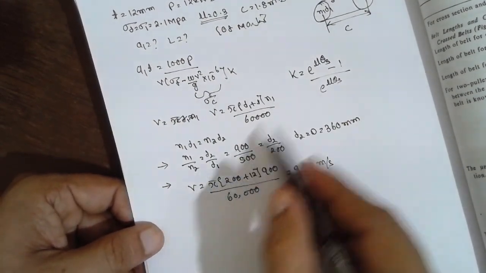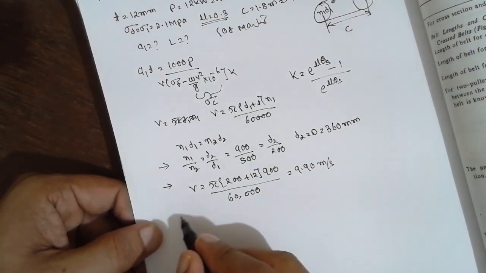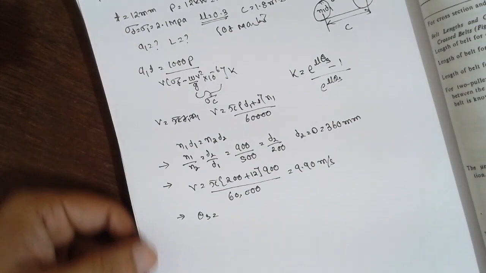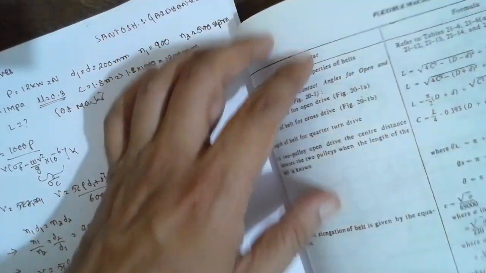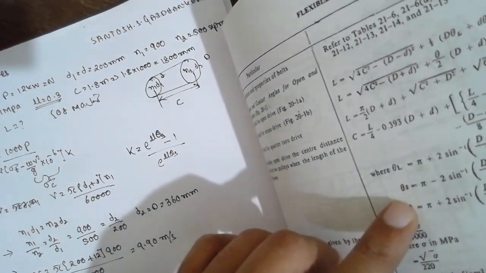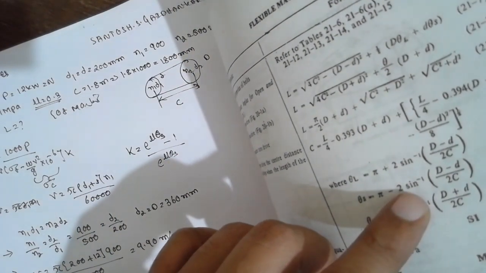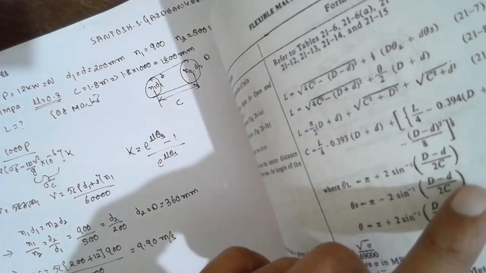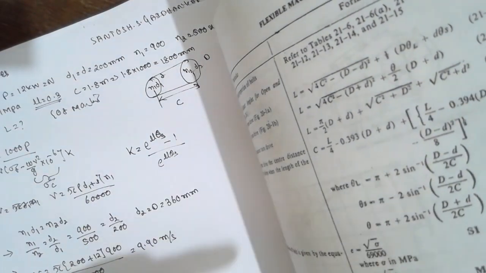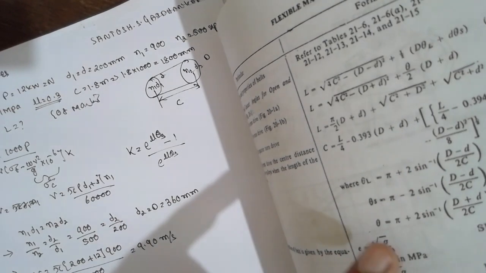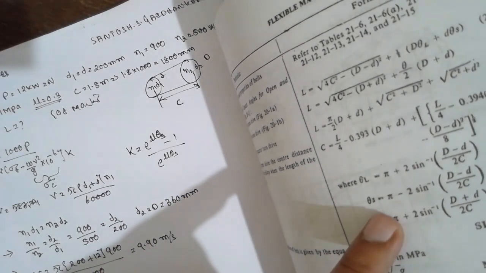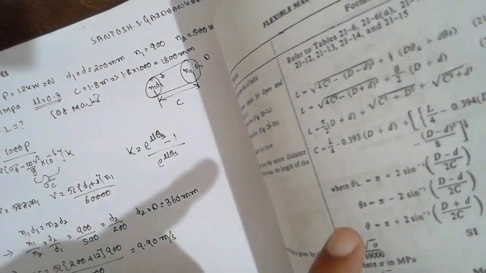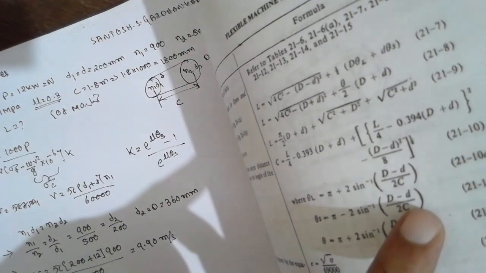After knowing this one, find out what theta is. The formula for theta is given here: theta is equal to pi minus 2 sin inverse (D minus d) divided by 2C, into pi by 180. If you keep the calculator in radian, you can obtain the answer directly. If you are keeping the calculator in degree, you have to multiply by pi by 180.